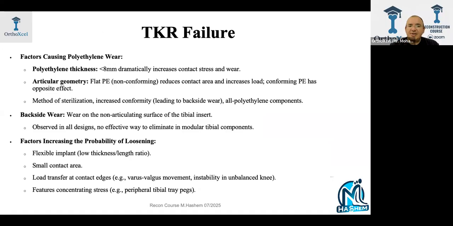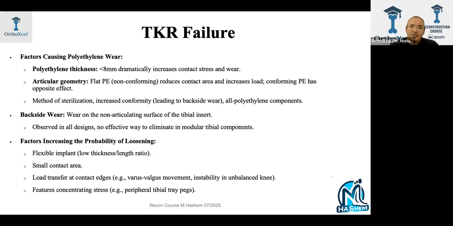How does TKR fail? The most common TKR failure is polyethylene wear, and the wear here will not be like the hip, where it's just particles coming out and causing osteolysis. Here the wear will be catastrophic, with delamination of the polyethylene. This will happen dramatically if your knee is not balanced, if your knee is malaligned in either varus or valgus, and definitely if your polyethylene thickness is less than 8 mm.